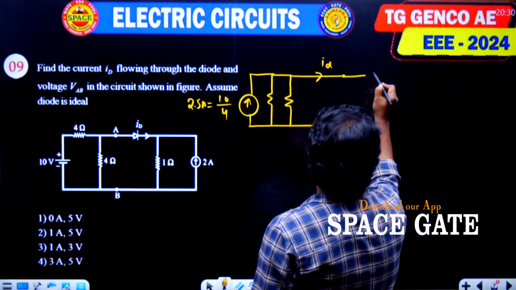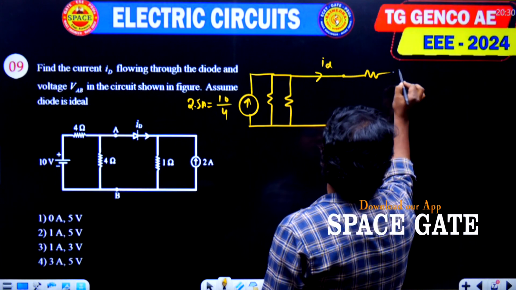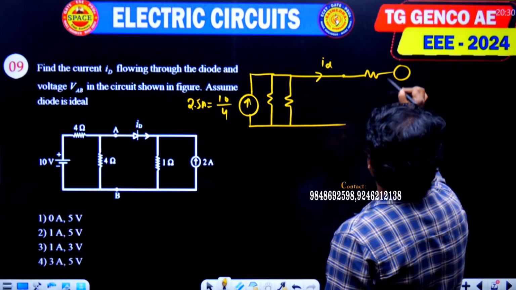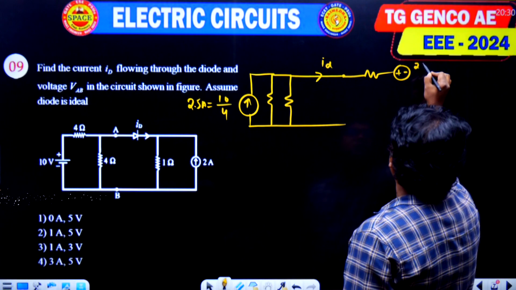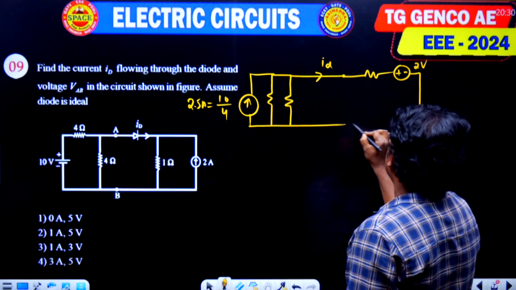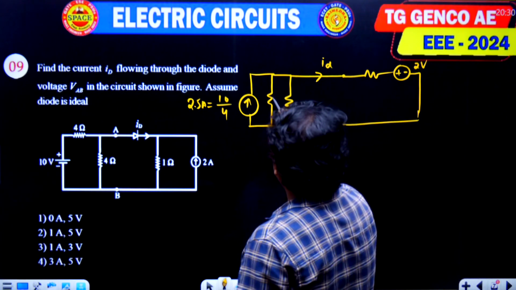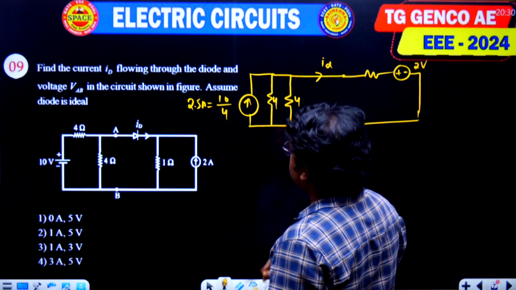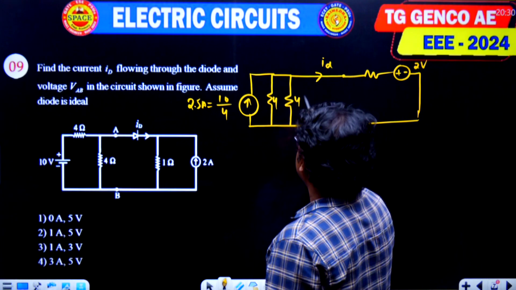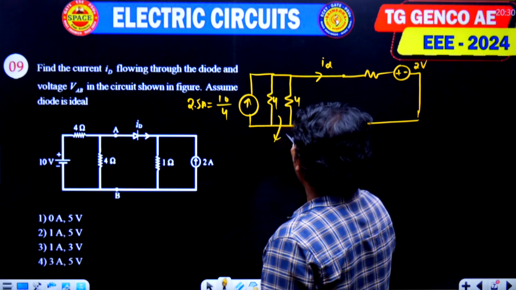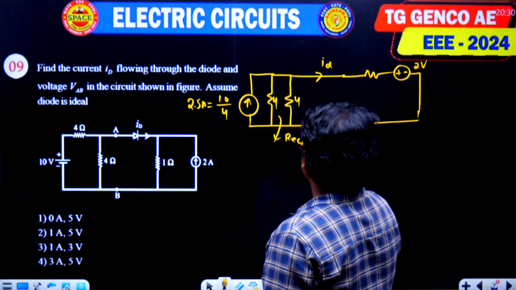So this voltage will become, with resistance R, the voltage is equal to plus and minus 2 volts. Now this is the circuit, and again here this one is 4 ohms and this is 4 ohms. So this is a parallel connection, so R equivalent is equal to 2.